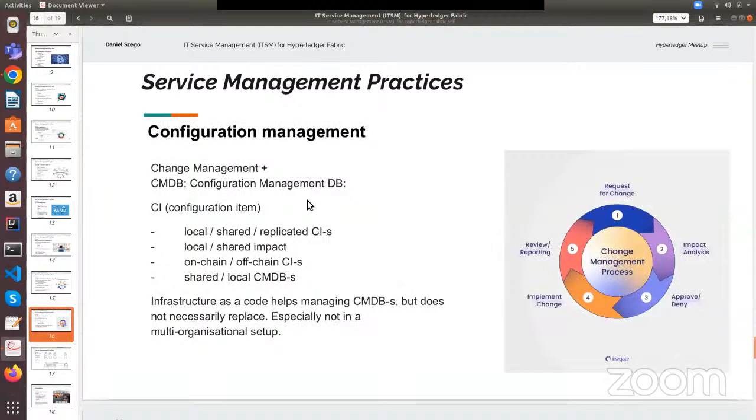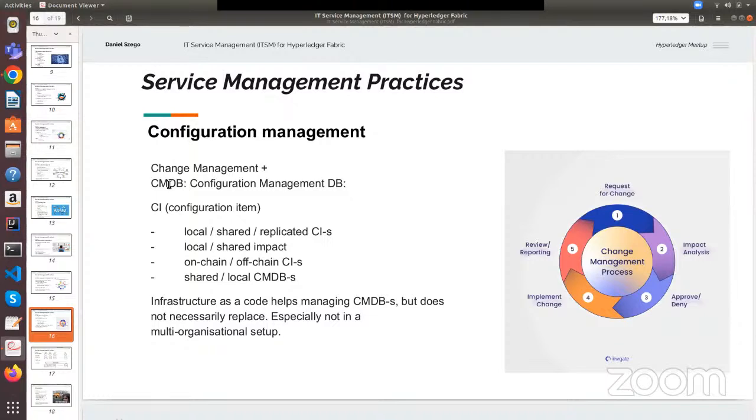So the next one is configuration management. I just covered a little bit. It's practically the change management. I would say what's important in configuration management, apart from the change management perspective, is a CMDB. It's a configuration management database.